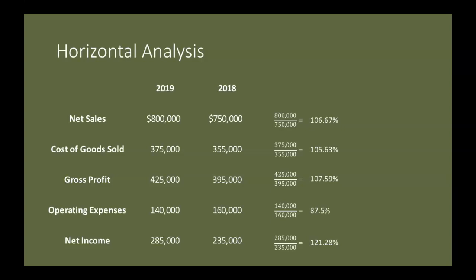Now you notice some similar numbers here, right? Net sales, when we did our percent change, we showed that that increased by 6.67%. Another way to say that is that 2019's net sales were 106.67% of 2018's. So when you're performing horizontal analysis, we're looking for the 106.67%. When you're asked to find the percent change, that's just the 6.67%.